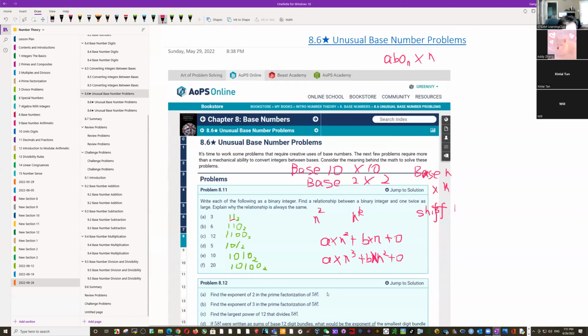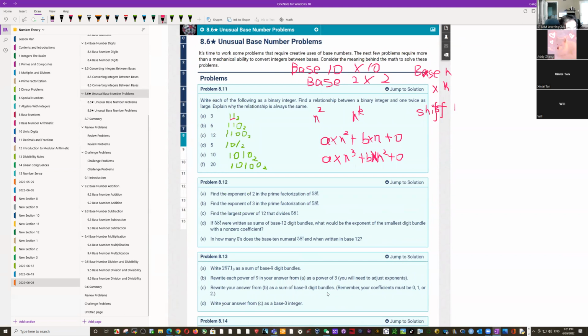So let's see this one. This one is actually a difficult problem. Eddie, could you try to read problem 8 12? Find the exponent of 2 in the prime factorization of 58 factorial. Find the exponent of 3 in the prime factorization of 58 factorial. Find the largest power of 12 that divides 58 factorial. If 58 factorial were written as a sum of base 12 digit bundles, what would be the exponent of the smallest digit bundle with a non-zero coefficient? And how many zeros are at the end of the base 10 numeral 58 factorial when written in base 12? Thank you. So this is a difficult problem.